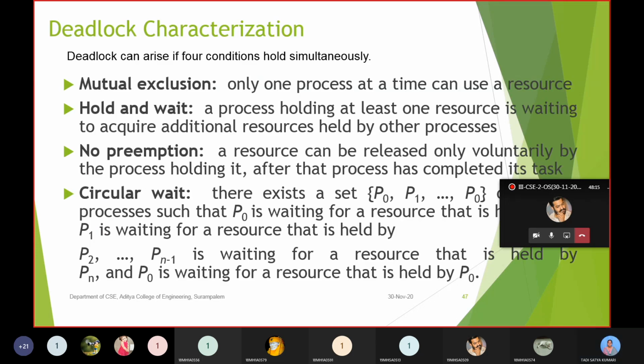Here we have gone through the definition of deadlock. The next important topic related to deadlock is deadlock characterization. So what are the characteristics of deadlock? The deadlock situation will arise in a system when the below mentioned four conditions are held simultaneously. If these four conditions are met at the same time, then we can say that there is a chance of occurrence of deadlock in the system. That means the system will enter into a deadlock situation.